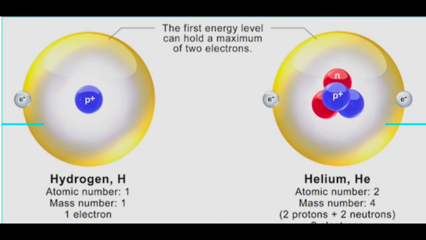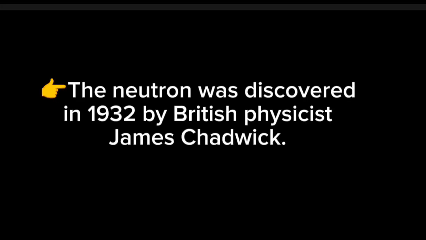Scientists realized there had to be another particle inside the nucleus. A particle with mass but no electrical charge. This mystery eventually led to one of the most important discoveries in modern physics. Discovery of the neutron. The neutron was discovered in 1932 by British physicist James Chadwick. Before Chadwick's work, some scientists believed that highly energetic gamma rays were being emitted from certain nuclear reactions. However, Chadwick wasn't convinced. He decided to investigate further.